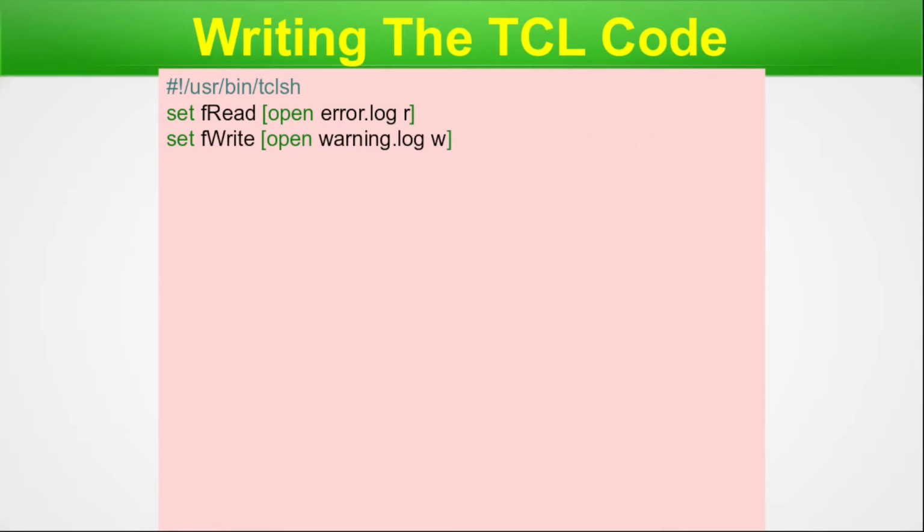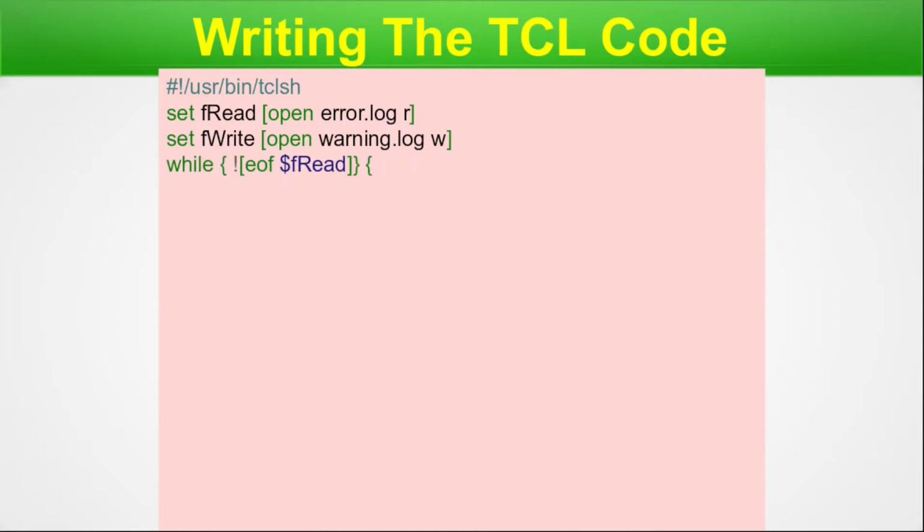Writing the Tcl code. Here in this pink box, we go line by line through the code. First, we start the code with the hashbang /usr/bin/tclsh, which is the Tcl interpreter. Next, we use the file handle fread to open the error.log in read mode. You can see there is r. Now this error.log I have picked up from the internet. The link I will also provide you so that you can grab this log file at your end and try out the same code. We open another file handle, fwrite, for writing the output log file, warning.log. This is a log file that we are creating and we are opening it in write mode. That's why the flag is w.